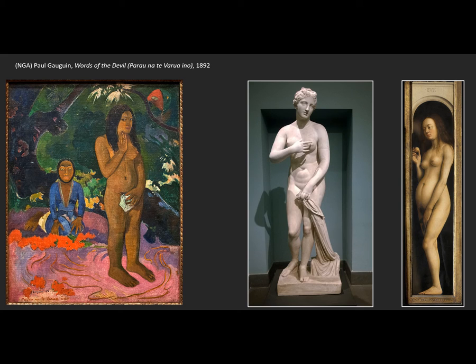We talk about meaning. Sometimes that involves symbolism. We talk about style, Gauguin's choices of color. And we talk about historical context.